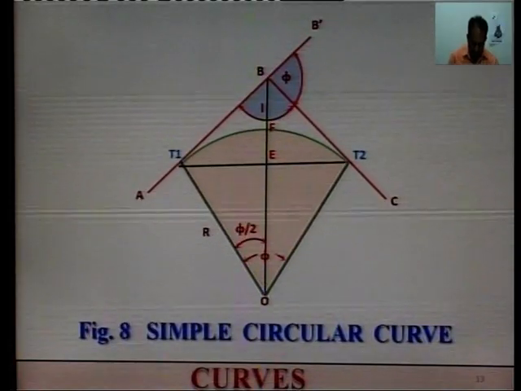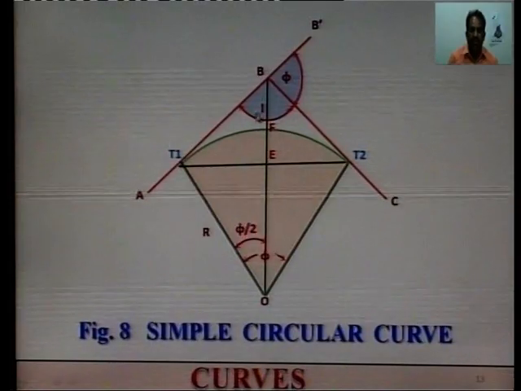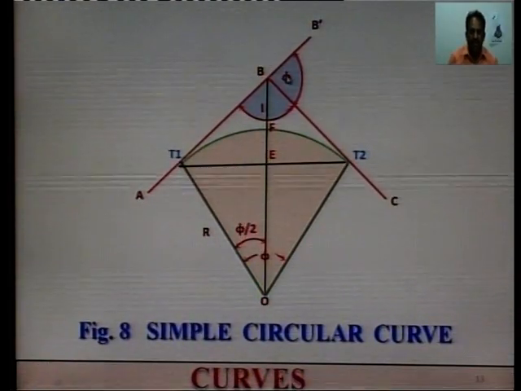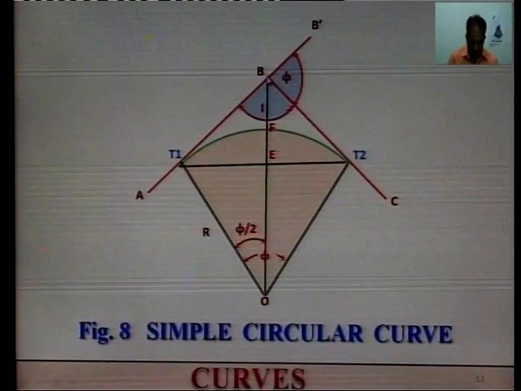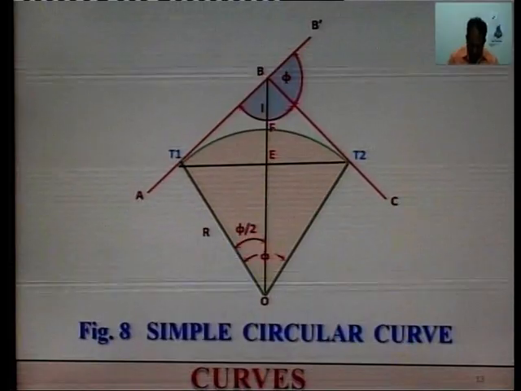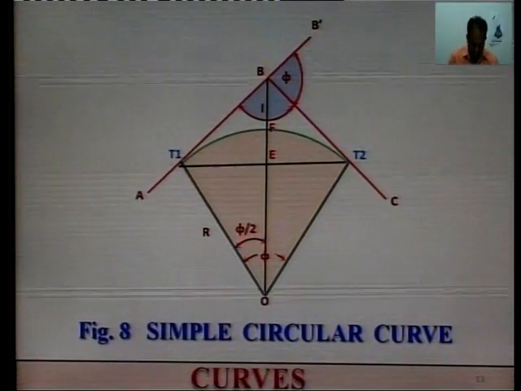The second part is the point of intersection of the two straights, that is point B, where these two straights AB and BC meet. This is called the point of intersection, or it is also called the vertex.